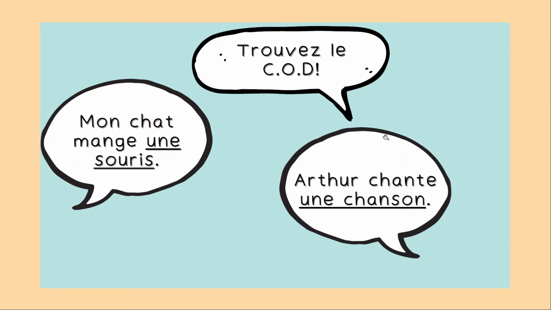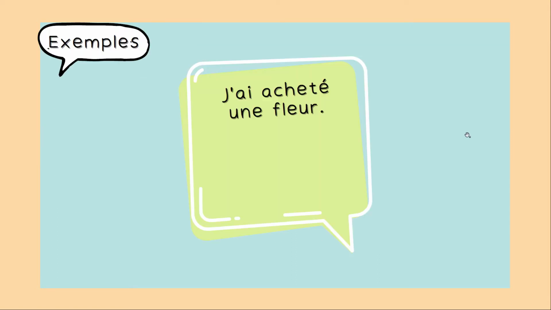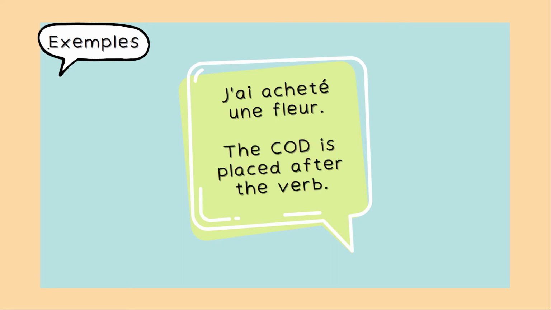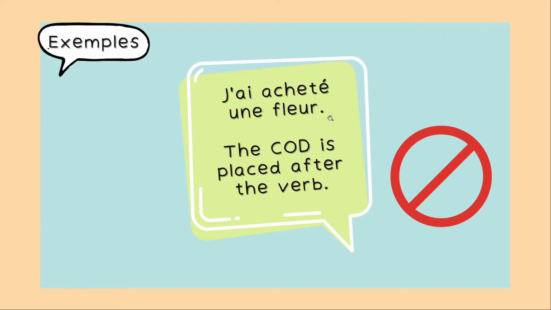Let's see now how we can apply it to passé composé. J'ai acheté une fleur. I bought a flower. The COD, the direct object, is placed after the verb acheter. Une fleur is the COD and it's placed after the verb. So in this case, we do not agree. The past participle will not change.